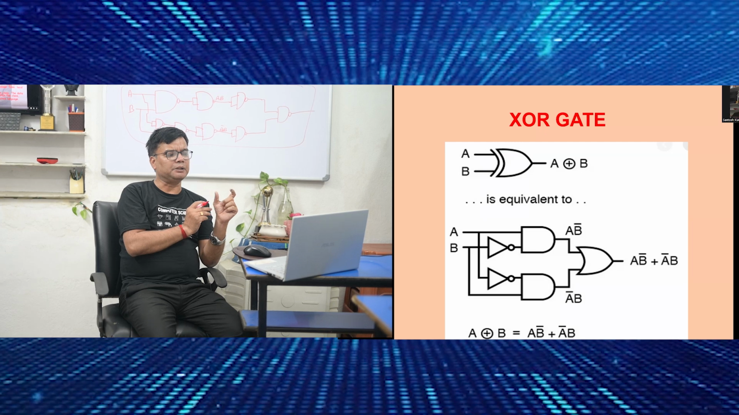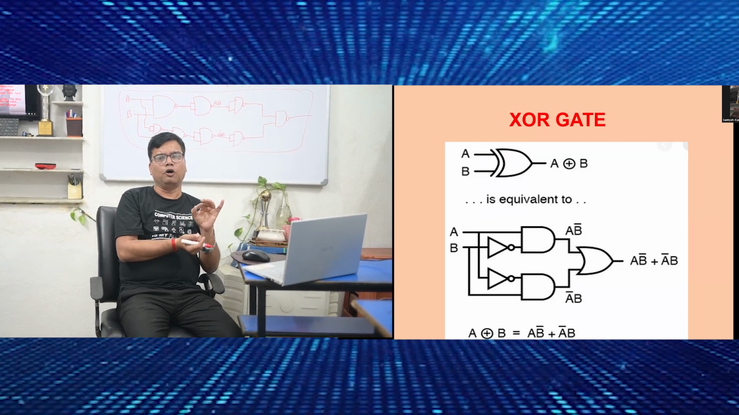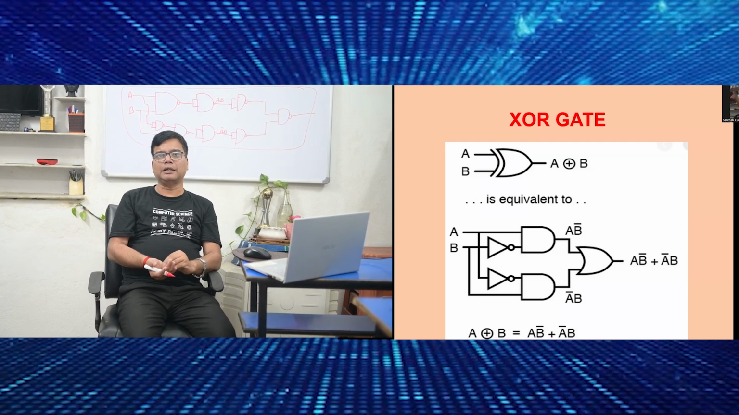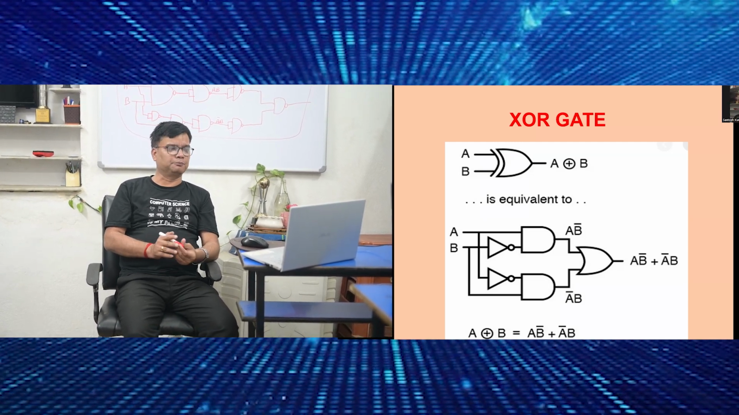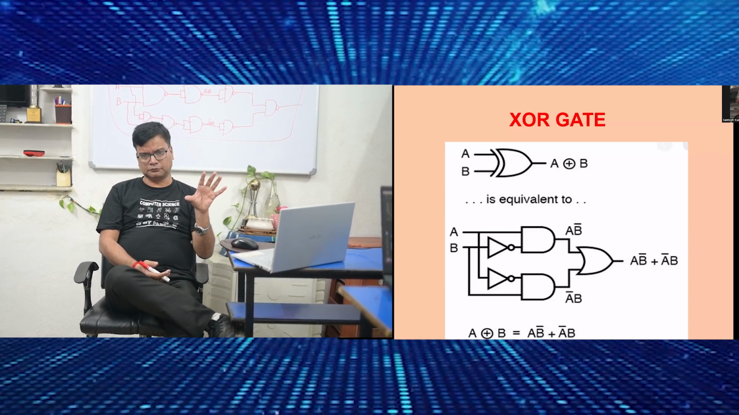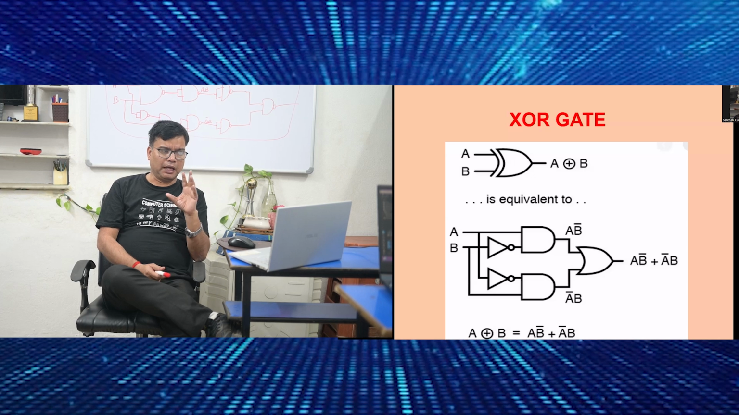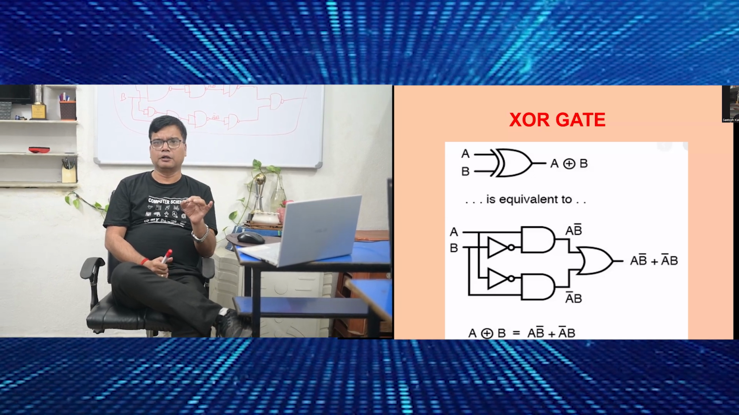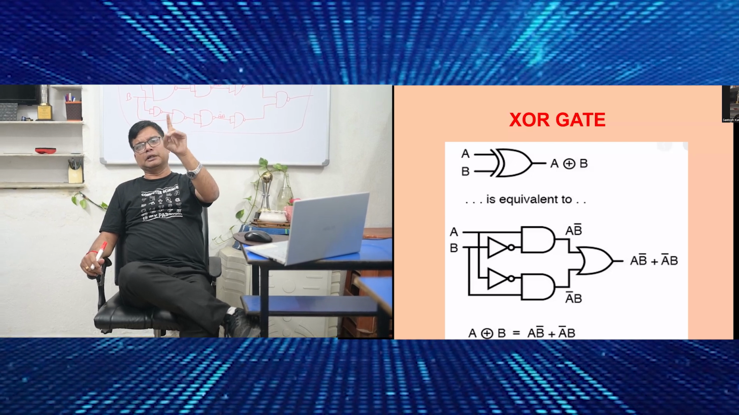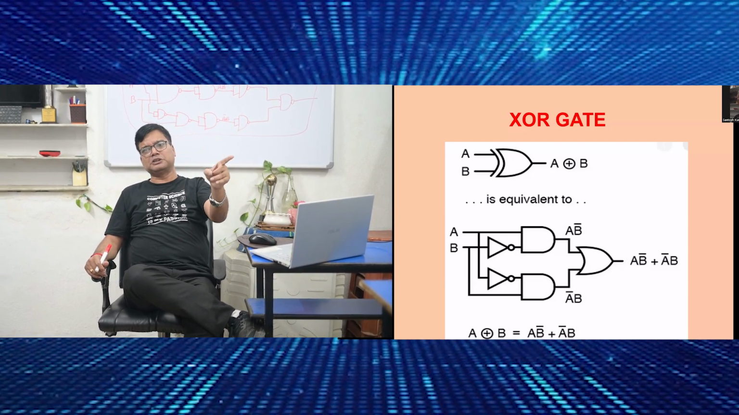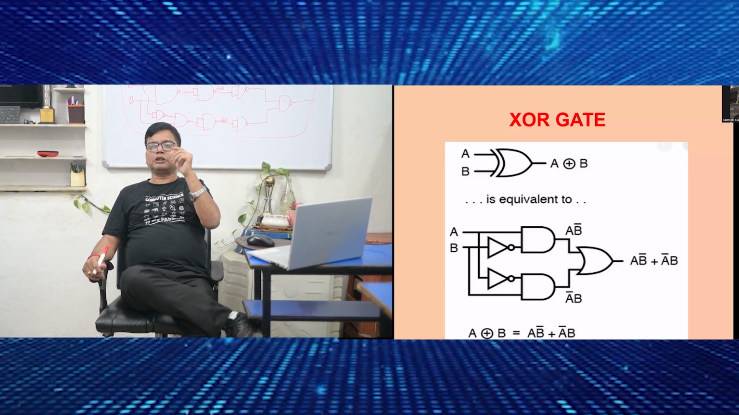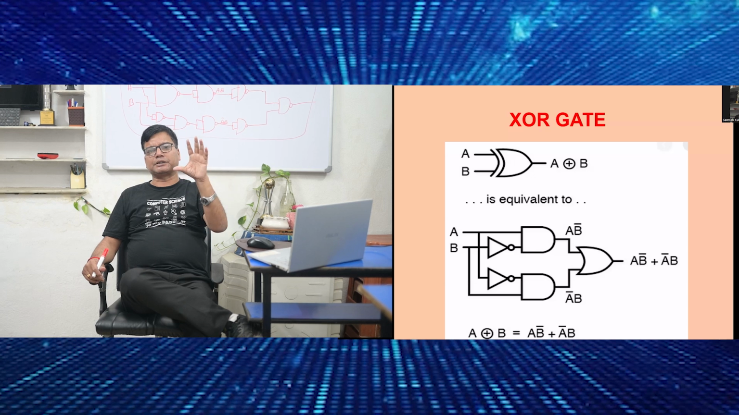The XOR gate gives a high output when an odd number of inputs are high. So A XOR B, as you can see here, the logic circuit of A XOR B, internally is A B bar plus A bar B. So what does it mean? When it is 0 0, it will give 0. When it is 0 1, it will give 1. When it is 1 0, it will give 1. And when it is 1 1, it will give 0. The internal structure of an XOR gate is A bar B plus A B bar.